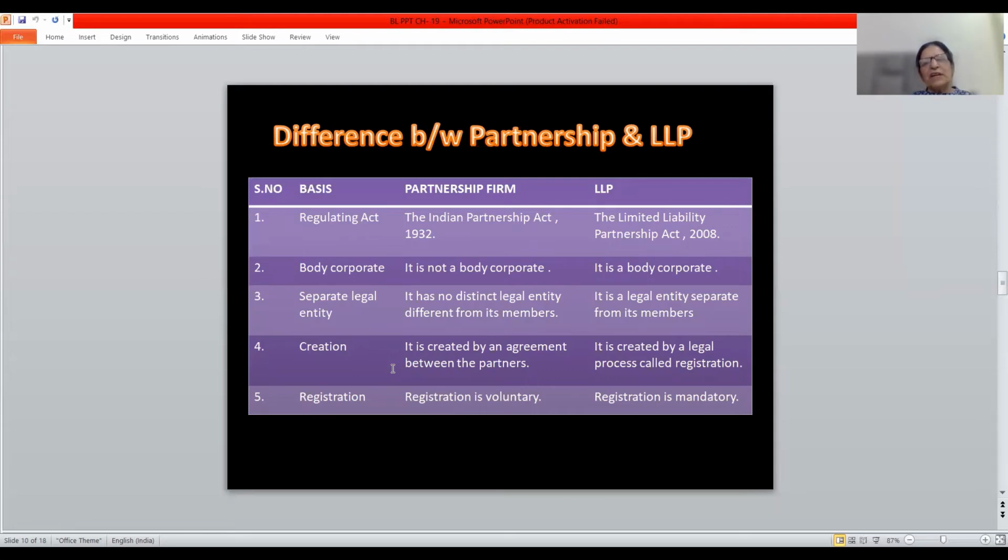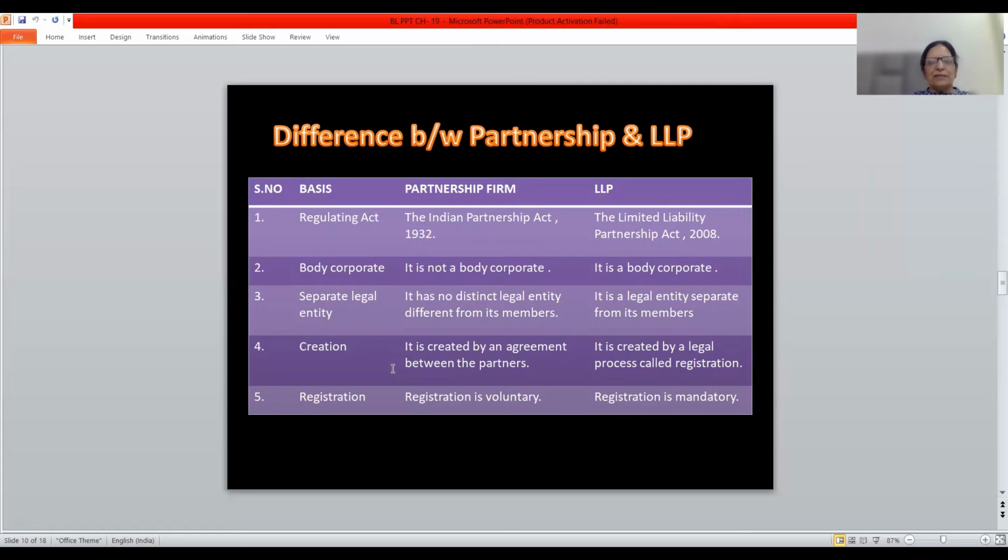You all know, friends, the Partnership Act 1932. And what regulates the LLP? There is the LLP Act 2008. As I have told you, the LLP Amendment Act has also been passed, which is the LLP Amendment Act 2021. Body corporate: partnership is not a body corporate, but LLP is a body corporate. I have defined what is the meaning of body corporate.